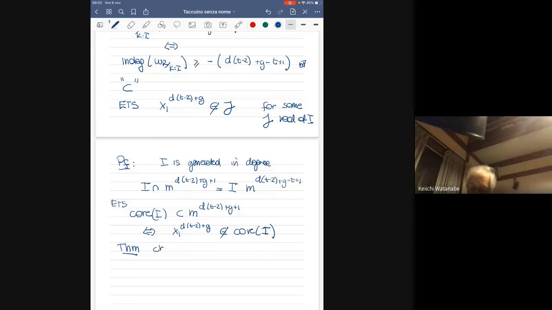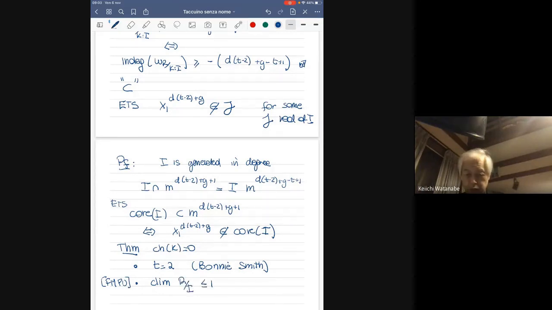We could, in characteristic 0, the theorem is known for t equal 2 by Bonnie Smith. She was my student. Actually, she was the first one that did this kind of thing. And then we could prove it with Fouli, Montaño and Ulrich if the dimension of the ring is less than or equal to 1. Okay, and this finishes my talk just on time, and I would like to thank everybody for the attention.